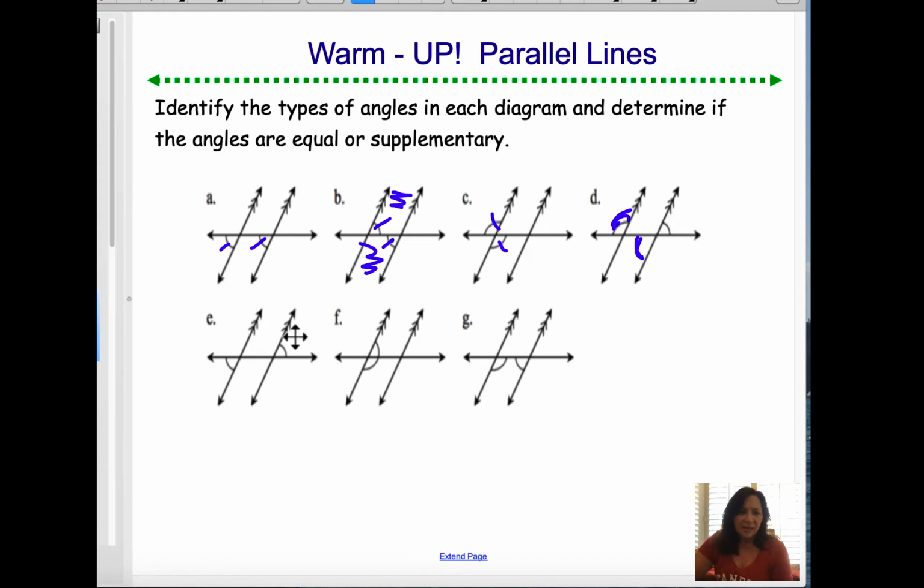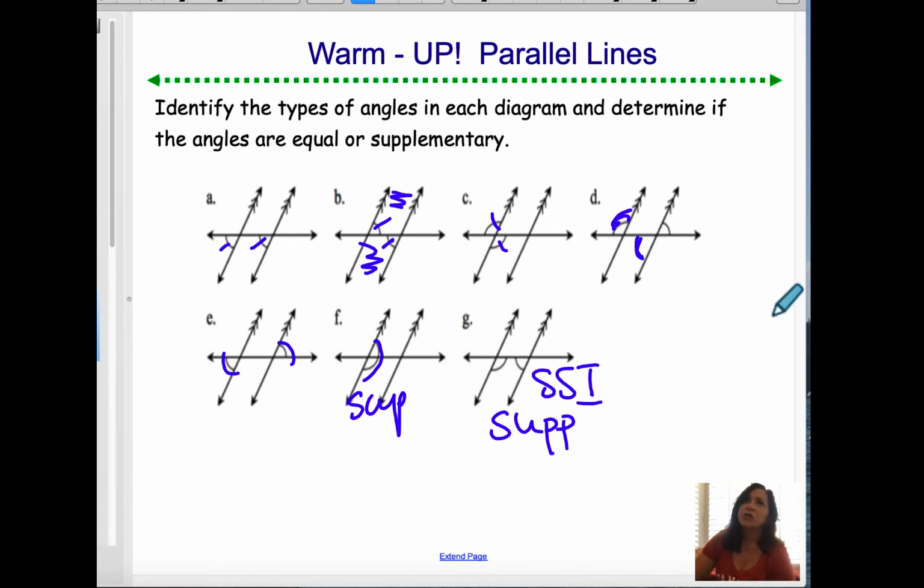Part C, this angle out here and this angle out here, we call those alternate exterior angles. They are congruent. And these two angles on the inside right here are not on the same side inside like these are. These are same side interior angles, and those angles are supplementary for sure. But these angles, yes, are supplementary, but just note that they're not same side interior angles.